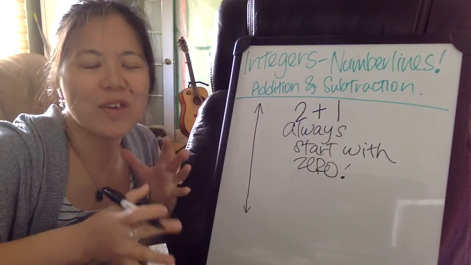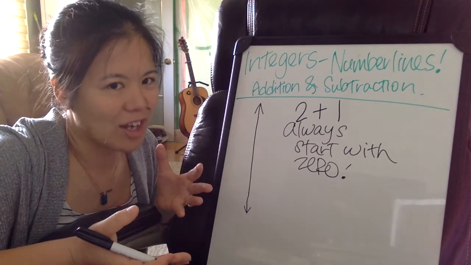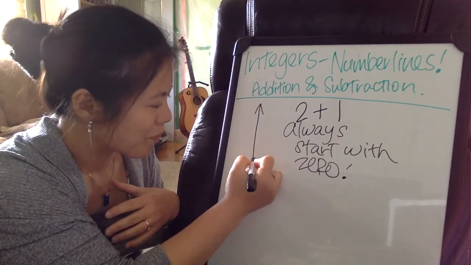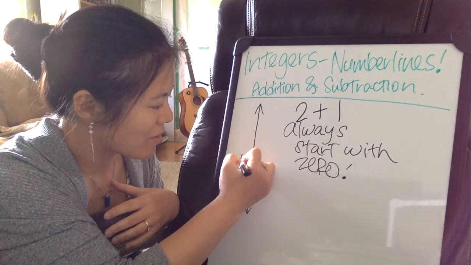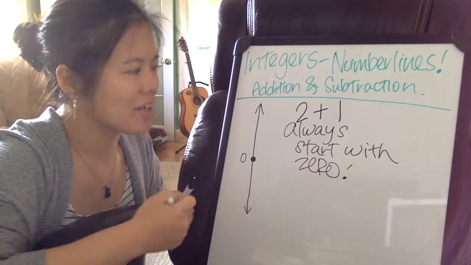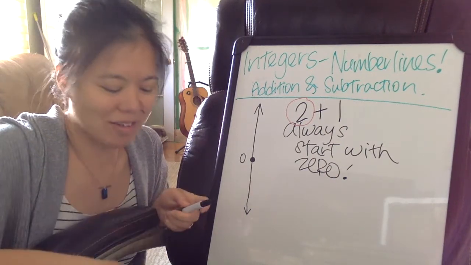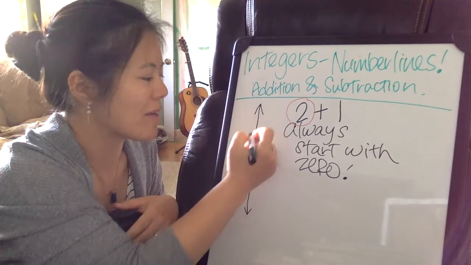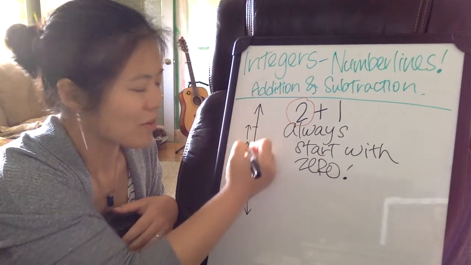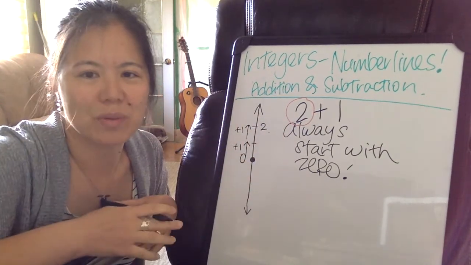Okay, so how do you think you can read this question? 2 plus 1. Think on it. If it's a temperature, what does it mean? You start with 0, right? And what does the first number mean? That means first you have to go up to 2 degrees. You go up 1, 2, and now I add 1.